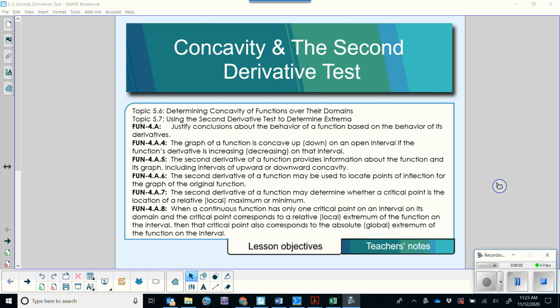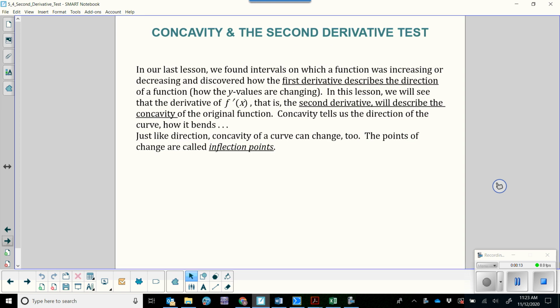Right, so we've talked about the first derivative test, which tells us about when we have a relative max or min, and so now we're going to talk about the second derivative test, which relates to concavity. The first derivative will also be part of that, and we'll see that.